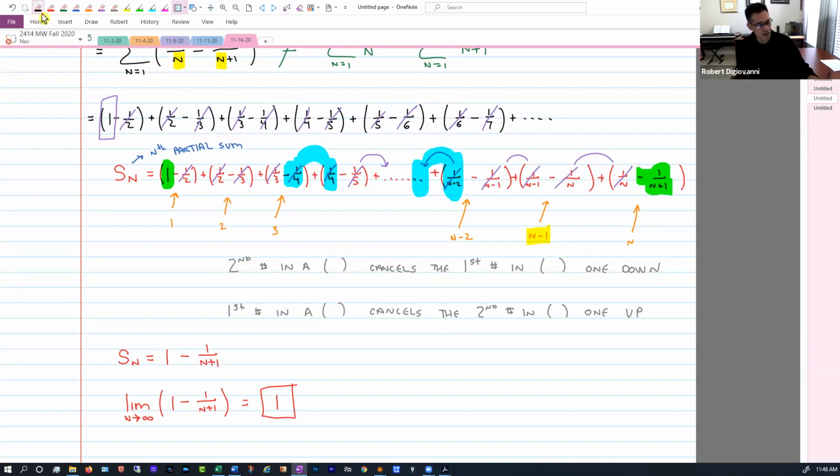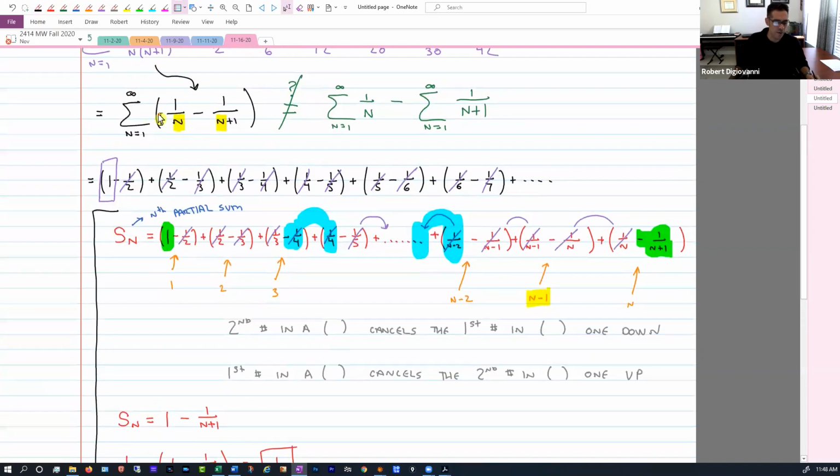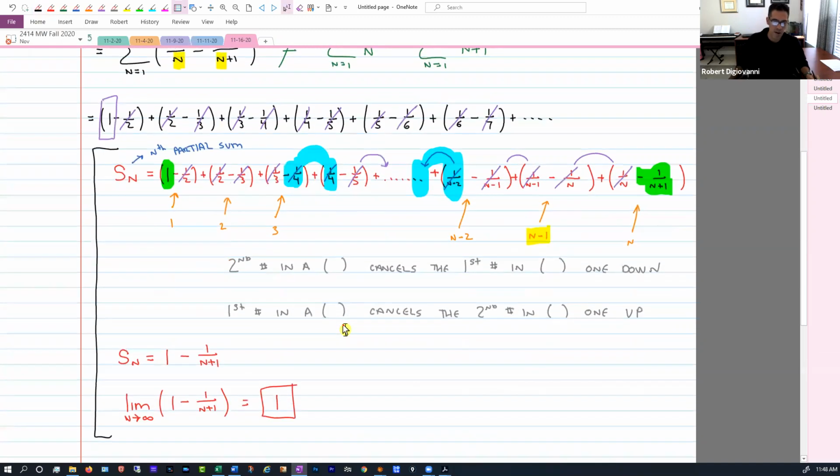You must, on the test, include all of this. If you just do this line right here and just say the answer is 1, I'm not going to give you much, okay? I'll give you a little bit for doing the partial fractions, but this is important. And I'm going to illustrate why in another example.